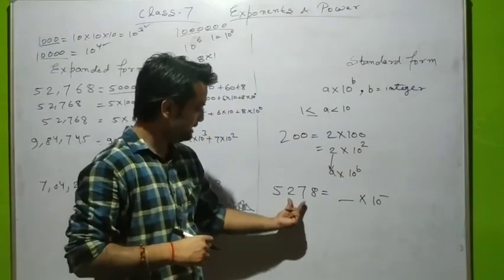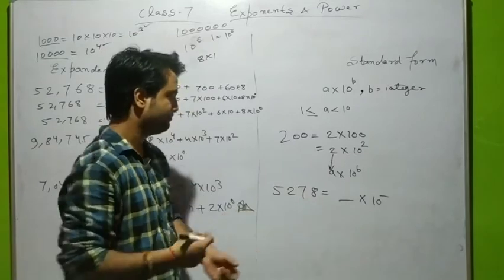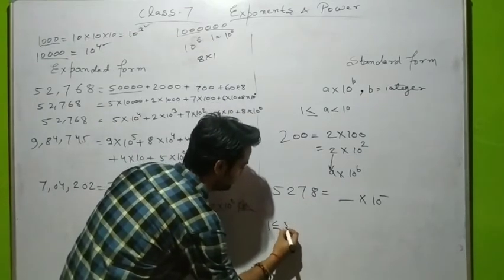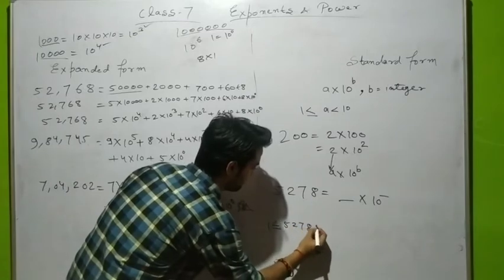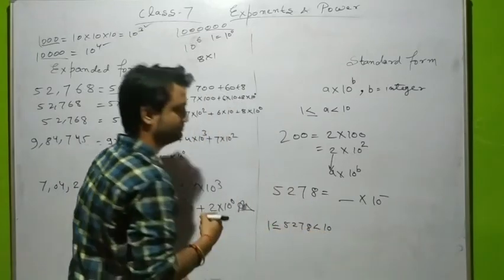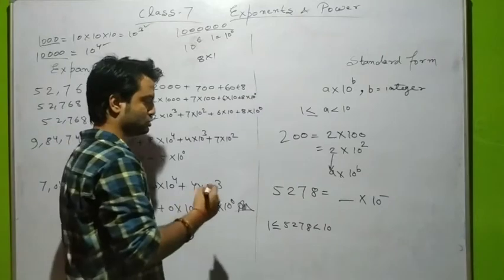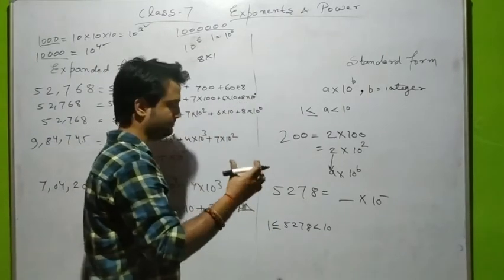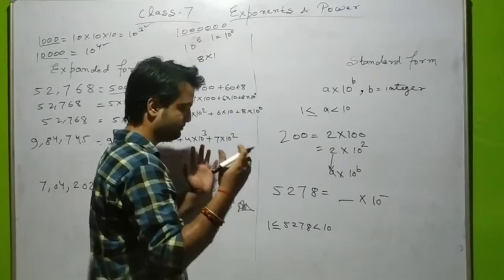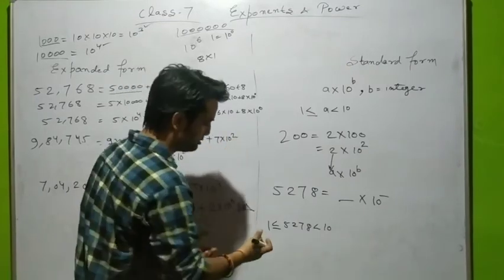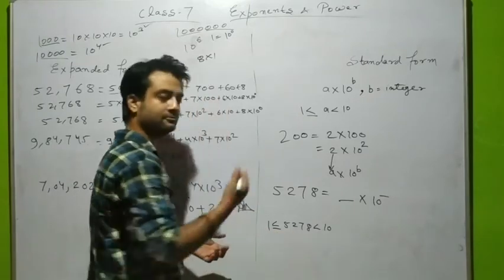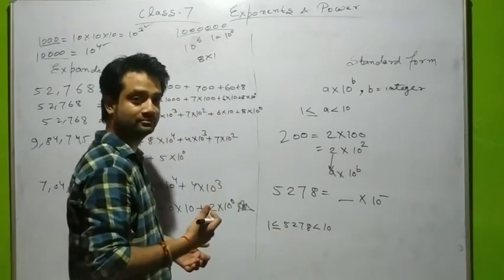Firstly, we have to write this number such that it is greater than or equal to 1 and less than 10. So how can you make 5278 so that if you compress it, it falls between the value of 1 and 10? Any ideas?